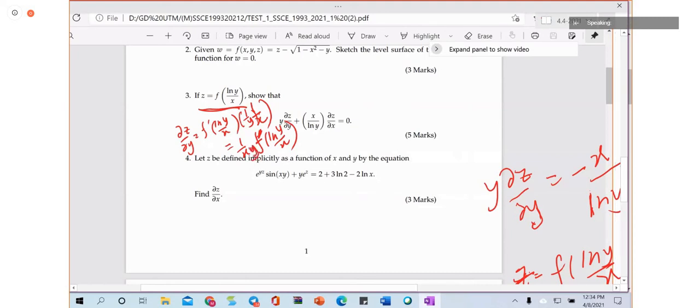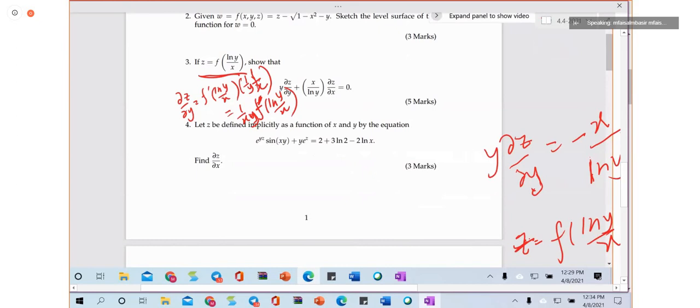Okay, so number 4, implicit differentiation. Remember, to find this, negative fx over fz. So to get big F, you have to make it like this: z equals 0. So you have to bring everything to the left-hand side.